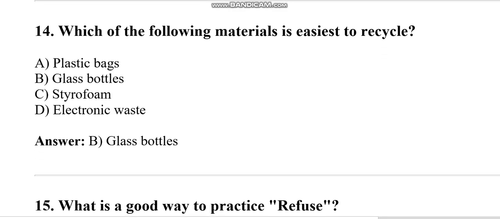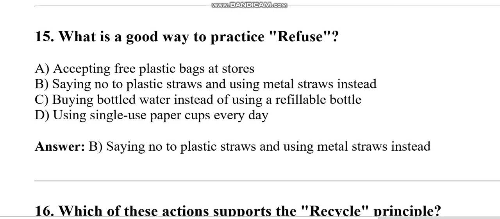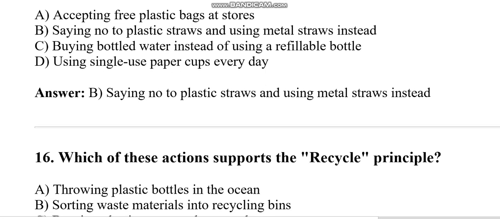Question number 14 is, which of the following material is easiest to recycle? Glass bottles are easiest to recycle. Question number 15, what is a good way to practice refuse? Saying no to plastic straws and using metal straws instead. It is a good way to practice refuse.